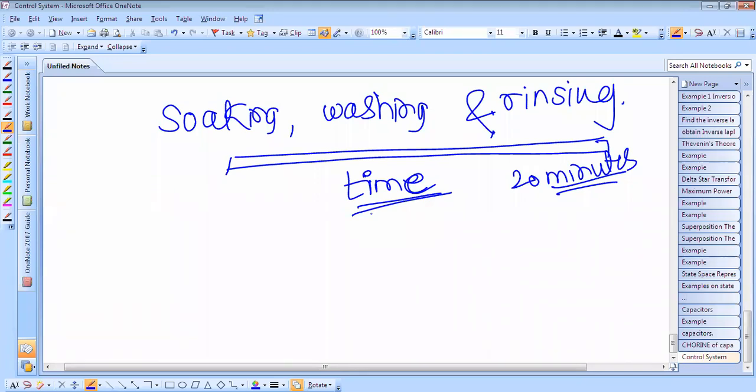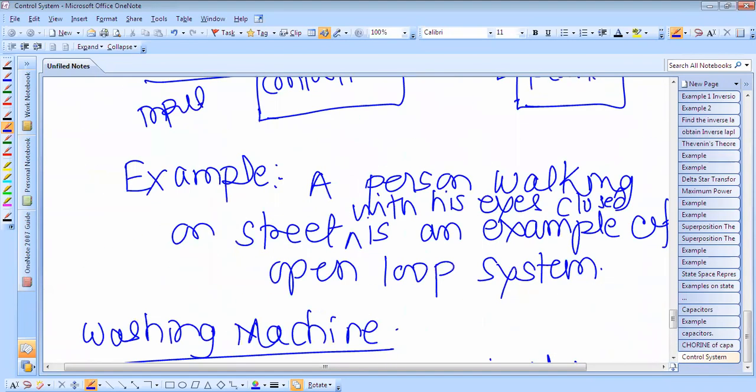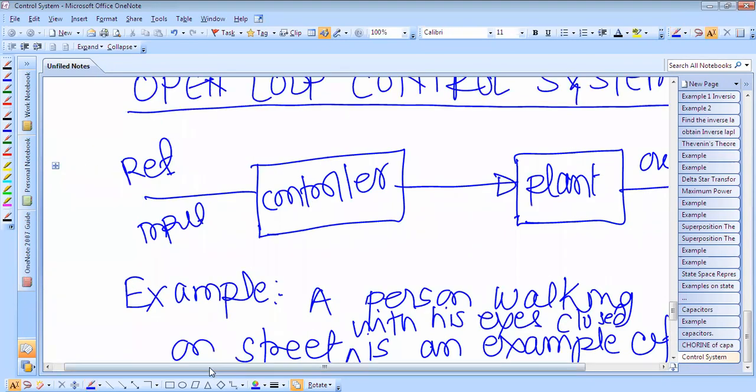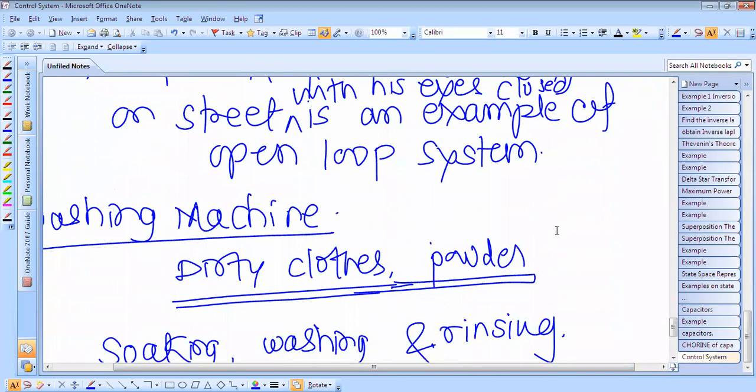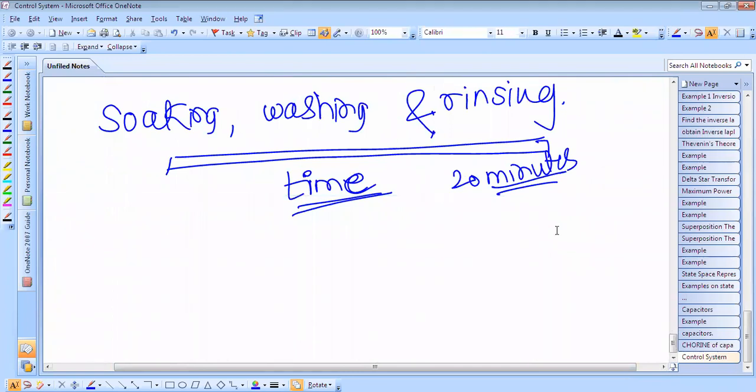So in any open loop control system, the output is not compared with the reference input, and therefore to each reference input there corresponds a fixed operating condition. So the accuracy of the system depends on calibration. When the equipment is calibrated, whatever output the system is giving, we have to accept. So the output depends upon the calibration of the equipment.